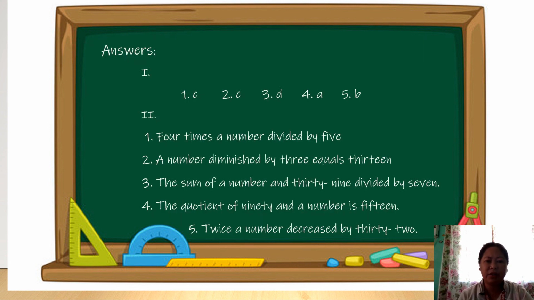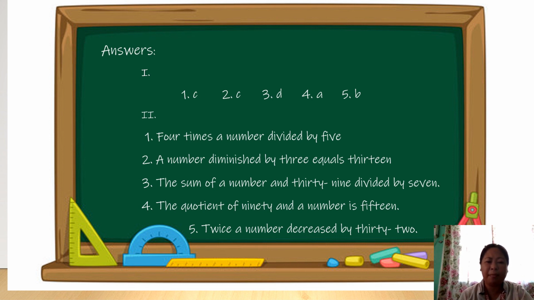Let's see now your answers. For test 1, the answers are number 1, letter C. Number 2, letter C. Number 3, letter D. Number 4, letter A. And number 5, letter B.